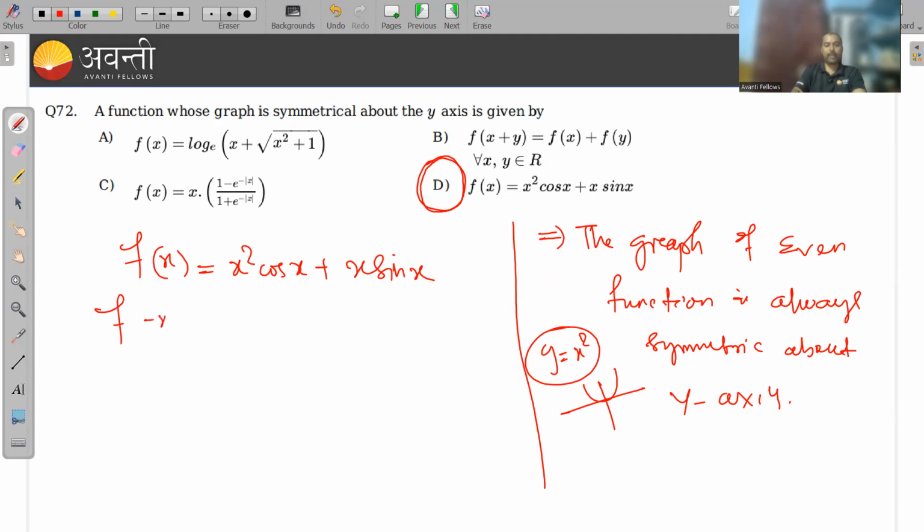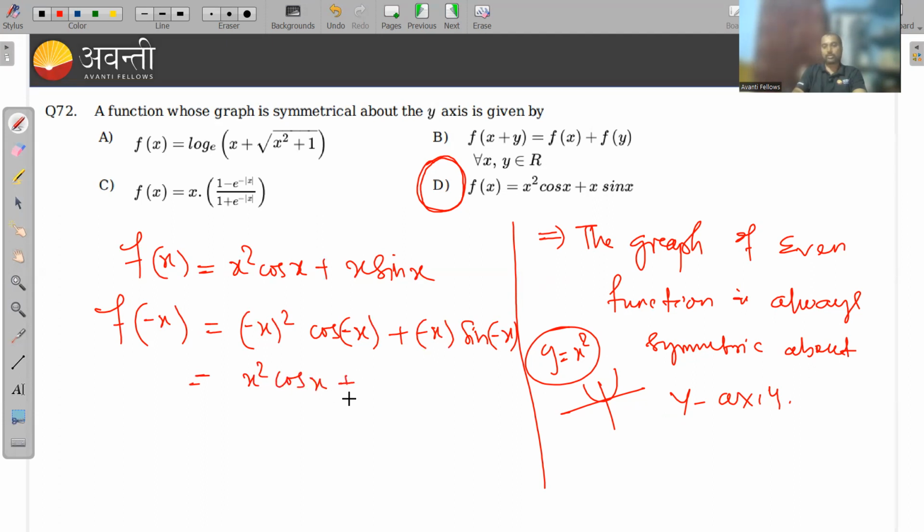We'll take f of minus x. This becomes minus x square into cos of minus x plus minus of x into sine of minus x. Right? So minus x square is x square. Cos of minus x is cos x, plus minus x into sine of minus x is minus of sine x, and minus x into minus sine of x becomes x into sine of x. So what we are getting is f of x.